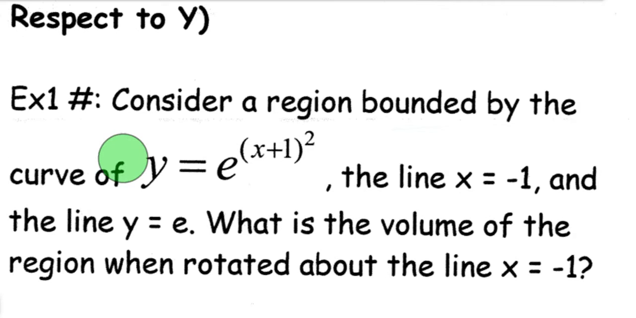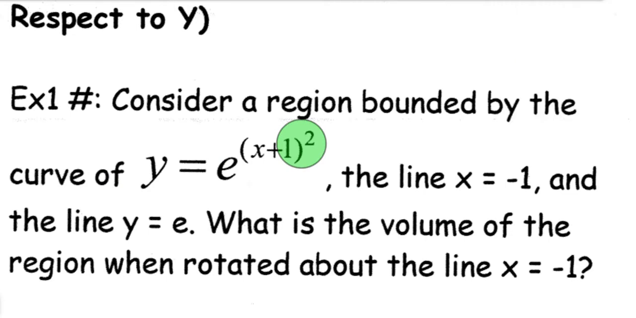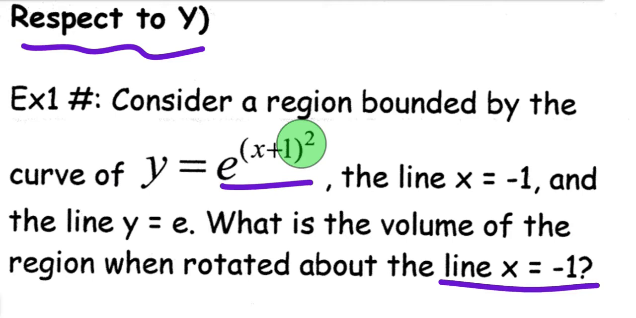It says, consider a region bounded by the curve of y equals e to the (x plus 1) squared. So right off the bat, we have a problem. The problem is that this equation right here is in terms of x, and it needs to be in terms of y because it's going to be rotated about the line x equals -1, which is vertical. So keep that in mind as we go through and solve this problem.